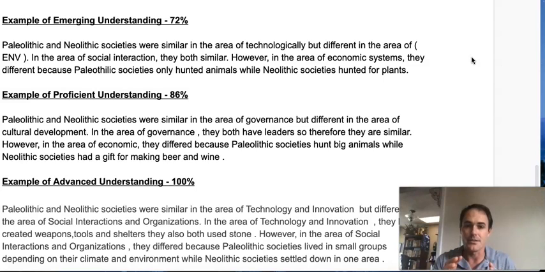There was a topic sentence, similar in the area of technology, misspelled, but there it is, but different in the area of, now I know they didn't write this out, but I can understand what they were saying, in the area of interactions with the environment. Plus, they gave me an additional similarity in the area of social interactions. Okay, so because there's a topic sentence, that's emerging. They understood this need to compare.